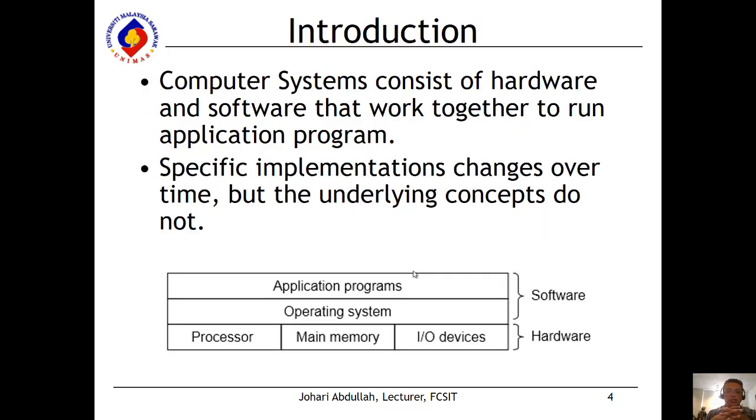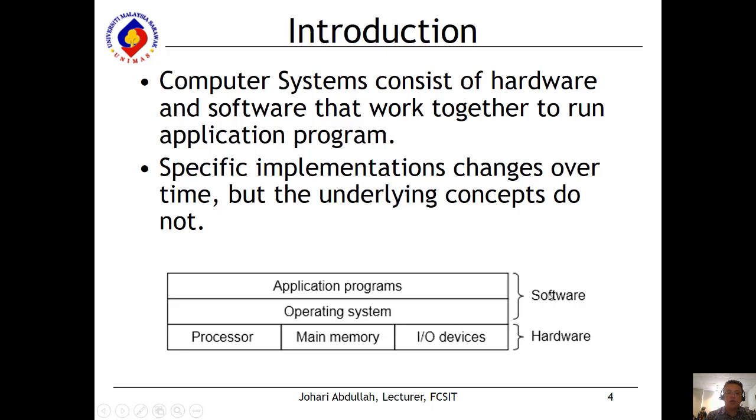Alright, let's look at computer system in general. This is the term that we use, computer systems. And what it is actually consists of hardware and software. So that's the keyword, consists of hardware and software that work together to run application program. So if you look at this diagram, it's a generic diagram that explains about computer system. So computer system should consist of two components. We must have a software and we must have hardware. So there is no computer system that have only one of those actually. So to benefit from a computer system, you should have both the software component and the hardware component.